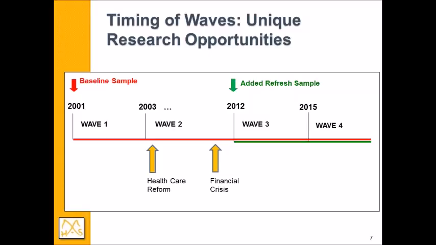And there's also a financial crisis that hit Mexico in 2009, similar to the one that hit the United States in 2008. As you can see, the timing of those events and the timing of the waves makes it ideal to be able to study before and after effects on the same subjects, given that healthcare reform. In particular, the population that had health insurance in 2003 was about 50%. By 2012, after the healthcare reform, it's about 85%. So the increase in healthcare coverage was substantial.